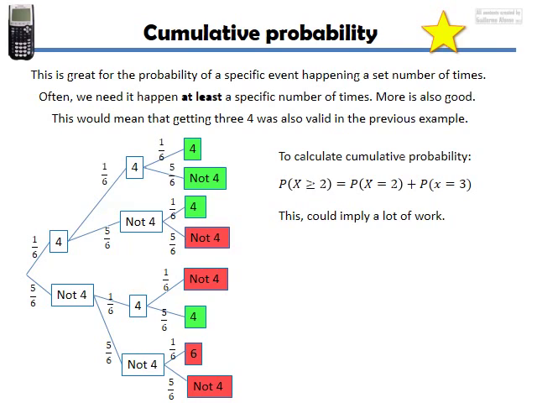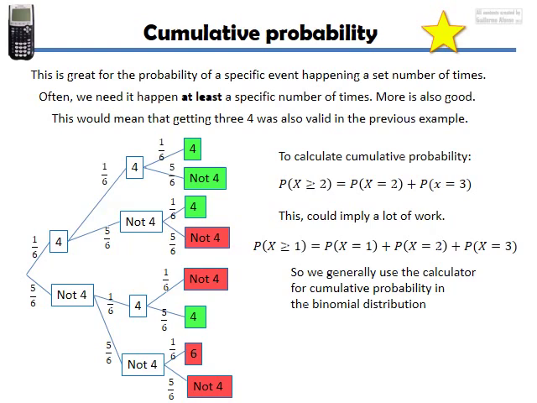I do recommend this technique if you don't remember how to use cumulative probability, but taking this approach might imply a lot of work. Think about this one, that it's bigger than 1. Well, it might be the probability that I get 1 four, that I get 2 4s, that I get 3 4s, etc. That might mean a lot of work. So often we're going to be using the calculator for cumulative probability.